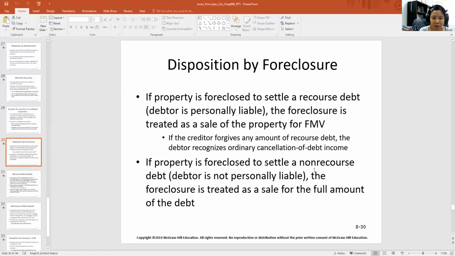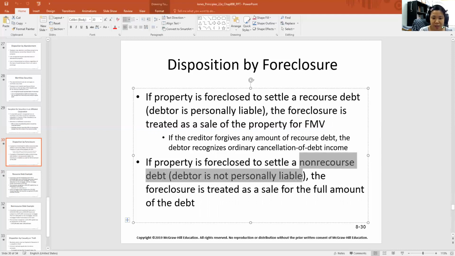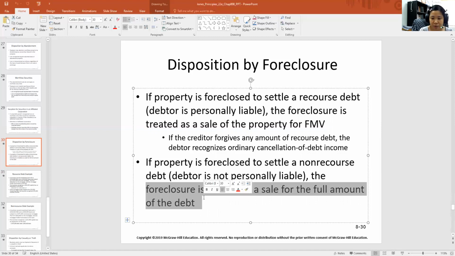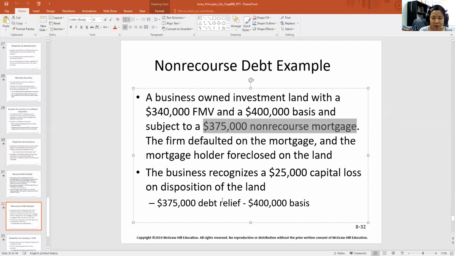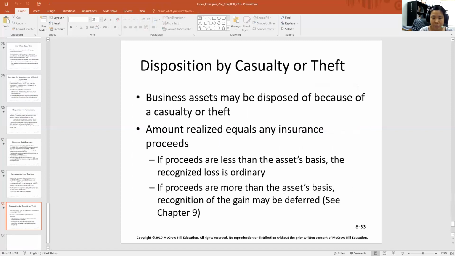Now, what happens if this is a non-recourse debt? Non-recourse debt means the debtor is not personally liable. They don't have to use their own pocket money or sell their own assets to pay back the debt. In this case, the foreclosure is treated as the sale for the full amount of the debt. For example, the same example, but now it's a non-recourse mortgage. Because we owe 375,000, it will relieve the debt of 375,000, minus 400,000 basis. We lost 25,000, and this is a capital loss because the investment land is a capital asset.